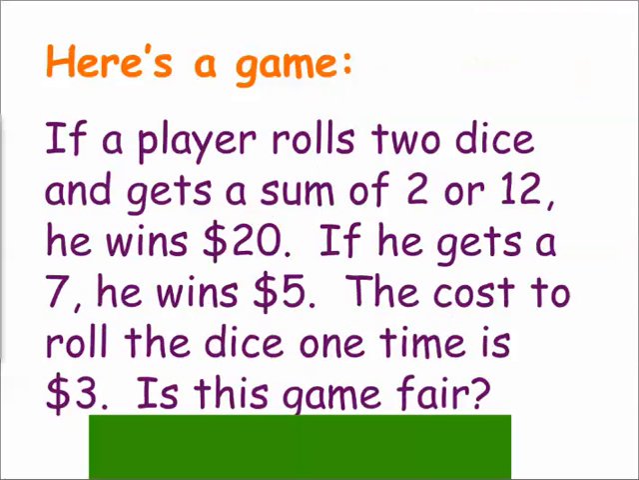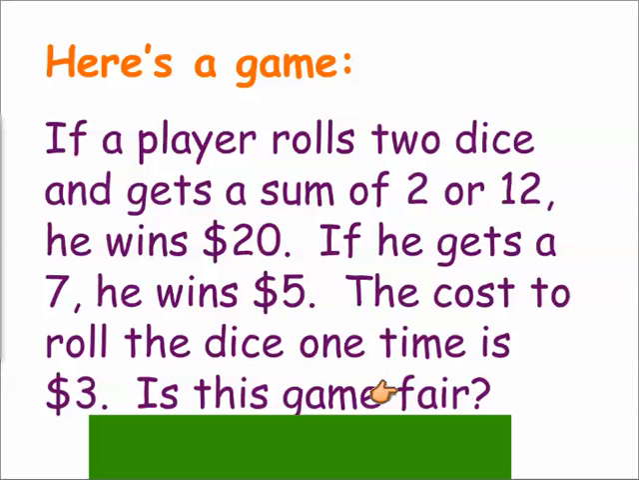Cool. Okay. Here's a game. If a player rolls 2 dice and gets a sum of a 2 or a 12, he'll win $20. If he gets a 7, he wins $5. But every time he rolls the dice, it costs him $3. The question is, is this game a fair game?